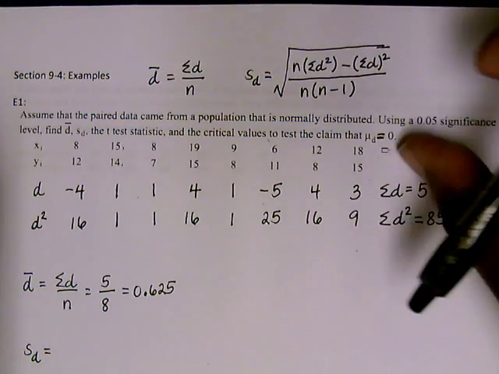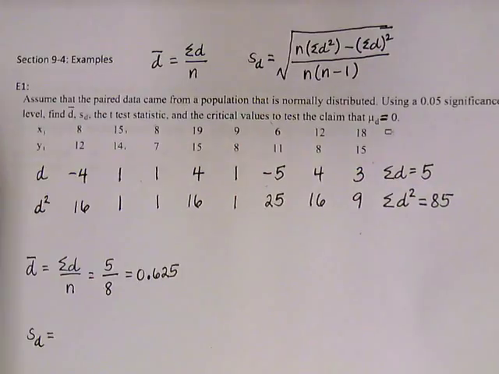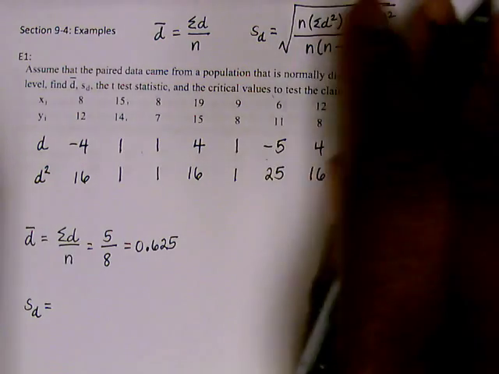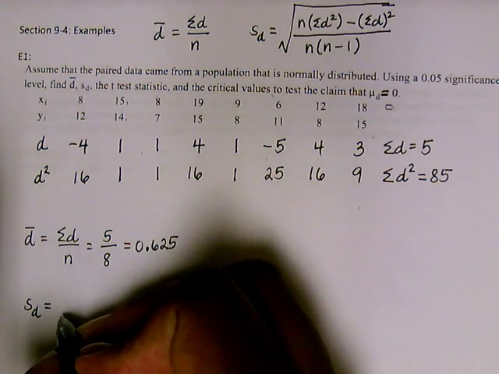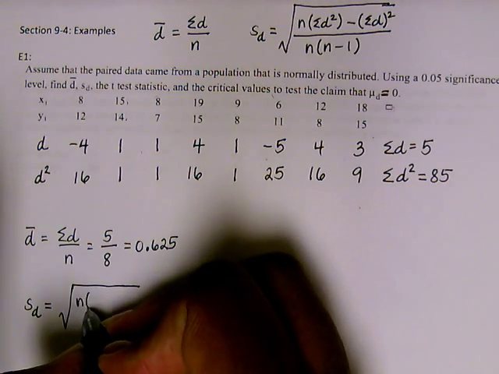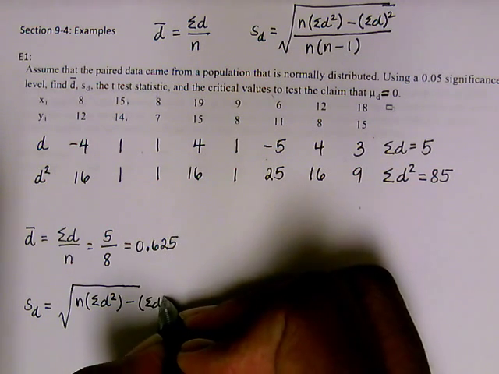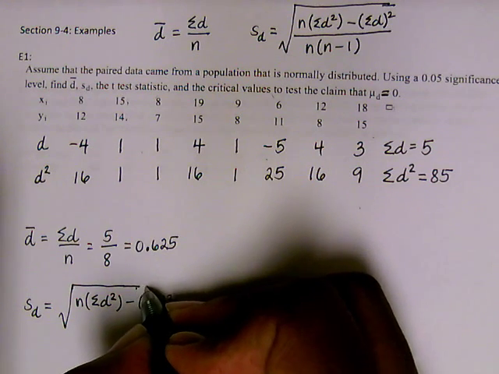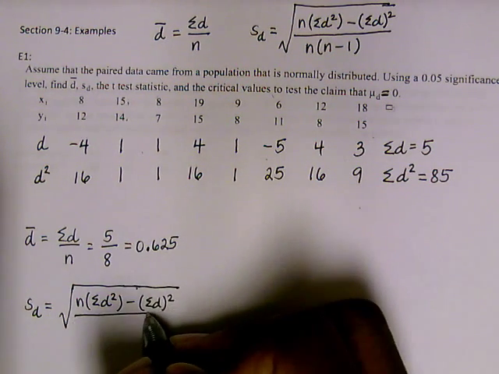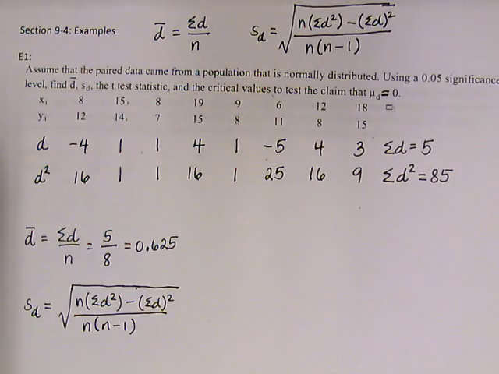Now for the s of d, that's the standard deviation of your differences. That's going to be that formula up here. Now we write that, which is the square root of n times the sum of all your squared d's minus the square of the sum of your d's, all divided by n times n minus 1. So n is the number of paired data, which is your 8.